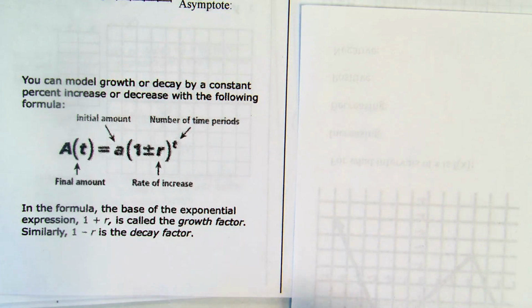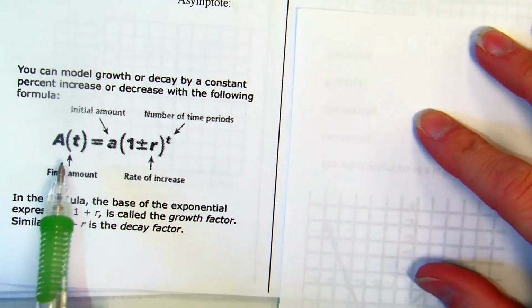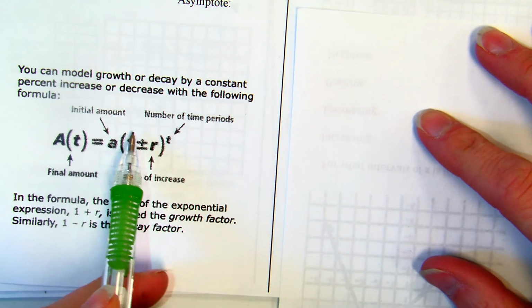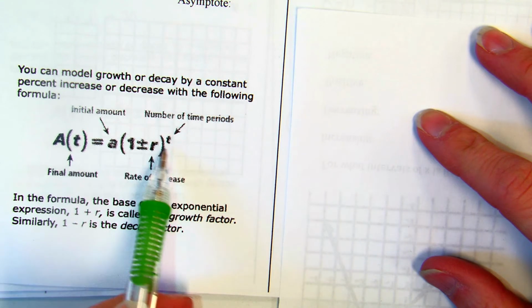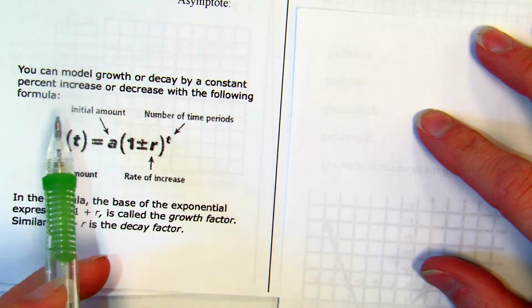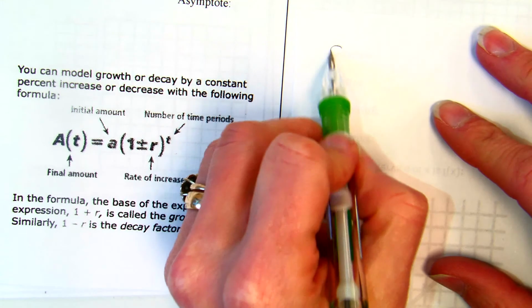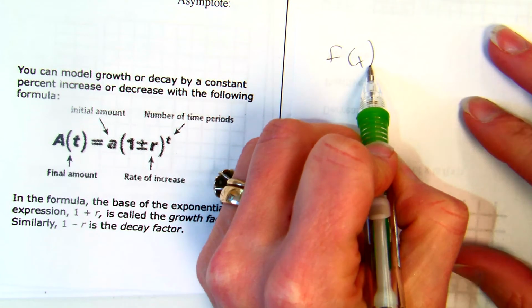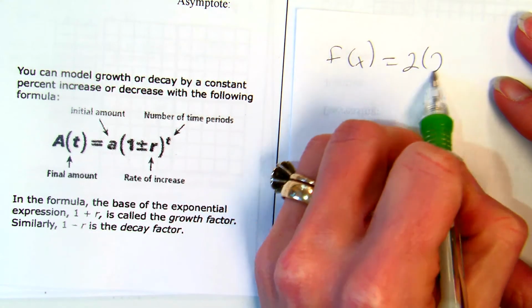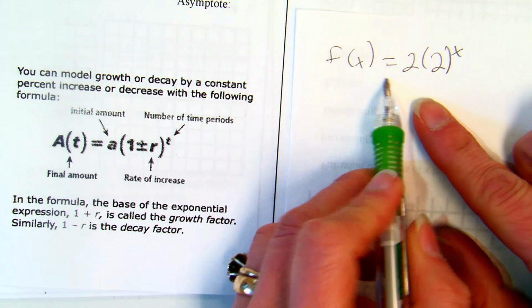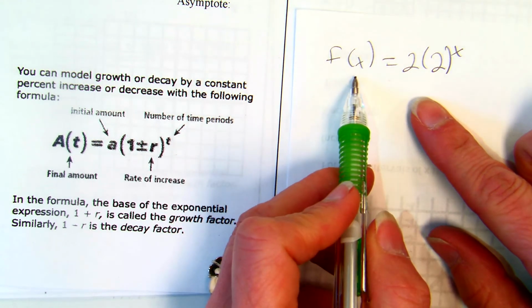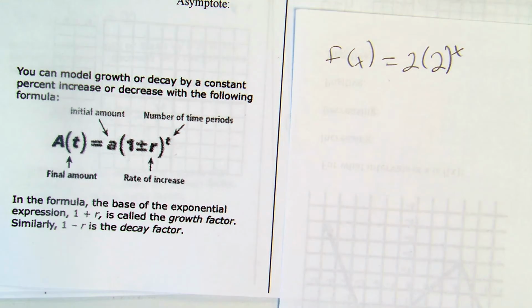All right, in this formula, we have A of t equals A times 1 plus or minus r raised to the t power. This is letting me model growth or decay, okay? If you had the formula f of x equals 2 times 2 raised to the x power, what does this f of x represent? What does the f of x represent that y'all can now see?